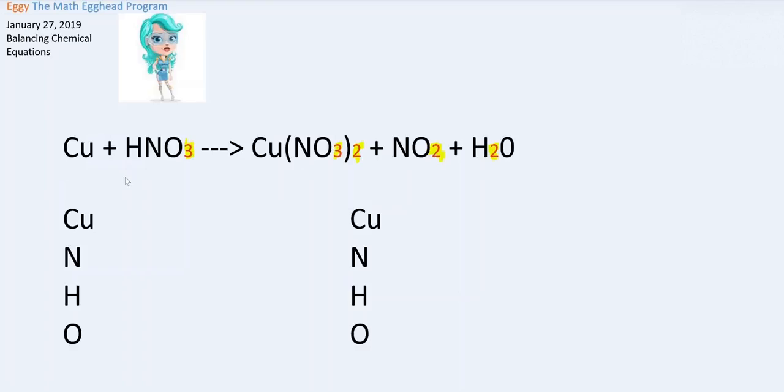So here, let's start off first. How many coppers do we have? We have 1. Nitrogen, we have 1. Hydrogen, we have 1. Oxygen, we have 3.